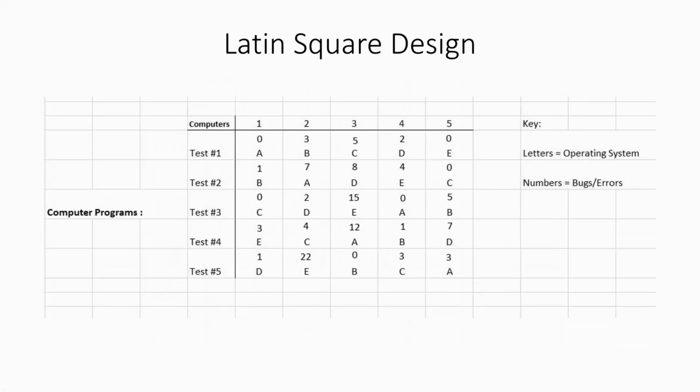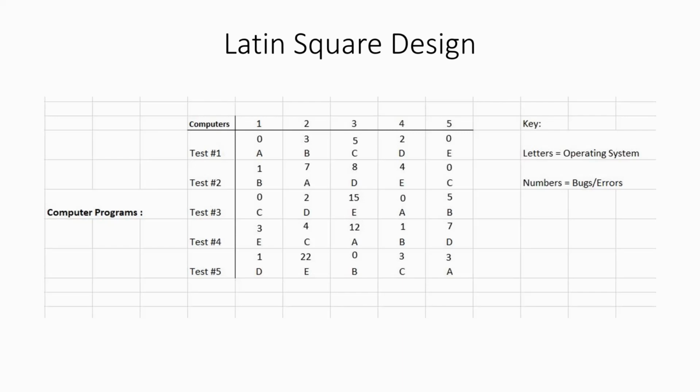In this last slide, I have an example that's very similar to the slide before, but as you can see, the layout of this Latin square design is a little bit different. I did this to show that they don't all have to look the same, and Latin square designs can have different looking layouts. This Latin square shows 5 different computers with different operating systems and testing the number of bugs or errors that each have when running a certain program.